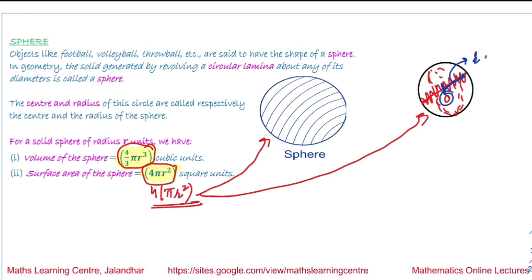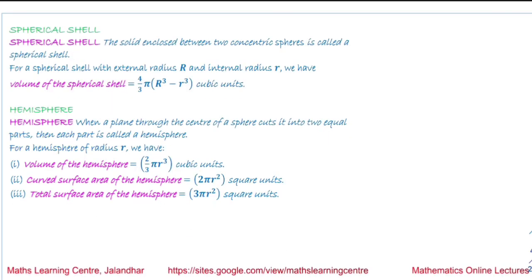Next is the spherical shell. Suppose two spheres are there. A sphere is generally represented in a two-dimensional plane with the help of a circle. Spherical shell means that this is the inner radius, small r, and the outer radius is capital R. So a spherical shell is this kind of shape that is hollow from inside, or you can say it is solid and closed between the two concentric spheres. Concentric means their center is the same. So this is called the spherical shell.